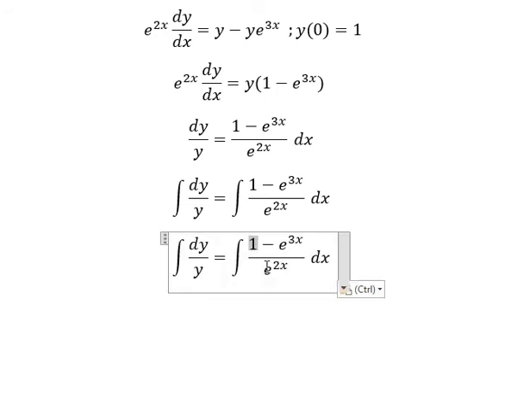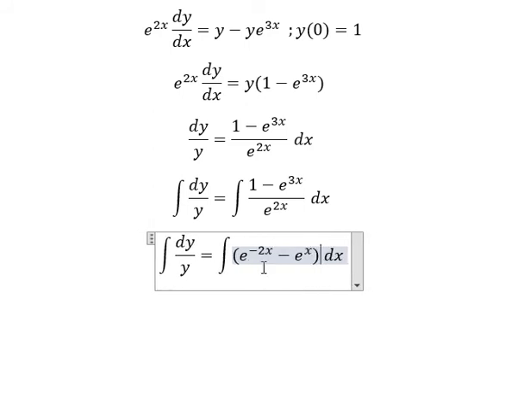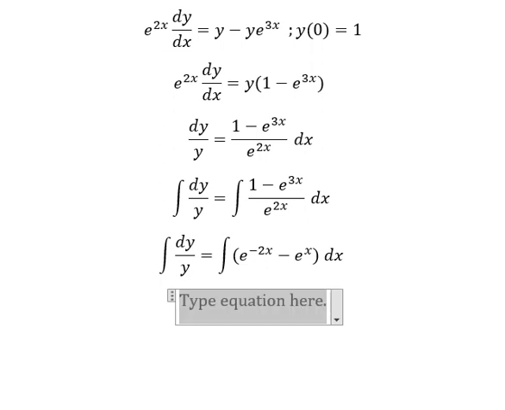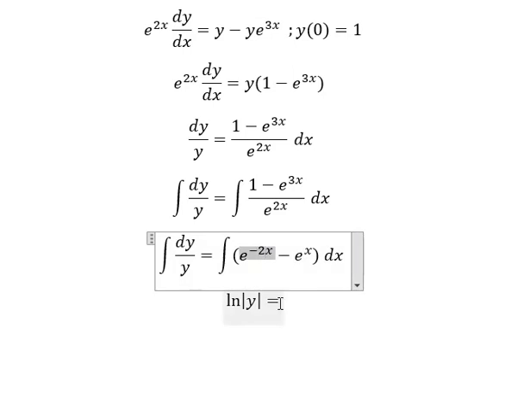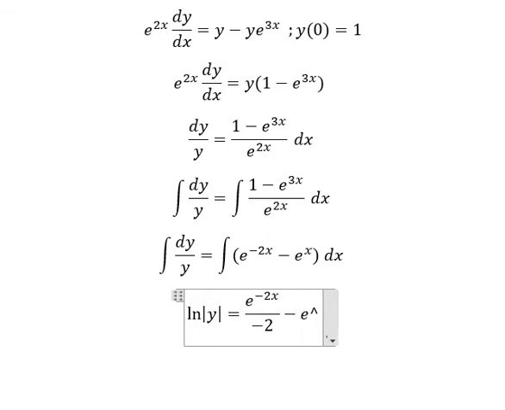So we have 1 divided by this one, and this one divided by this one. So we have e to the power of negative 2x minus e to the power of x. The integration of this one, we have ln of the absolute value of y. The integration of this one is e to the power of negative 2x over negative 2. And this one, we have e to the power of x, and I will put plus c.